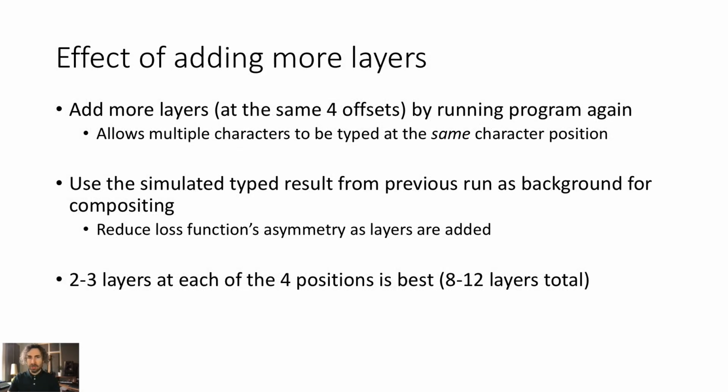In action, the process looks like this. Starting from a random initial state, the algorithm visits character positions in a random order. Over time, the character selections become more and more optimal. It's often beneficial to type multiple characters at the same position. To allow this, we just run the program again, using the simulated typed result from the previous run as the background for compositing operations on this run.